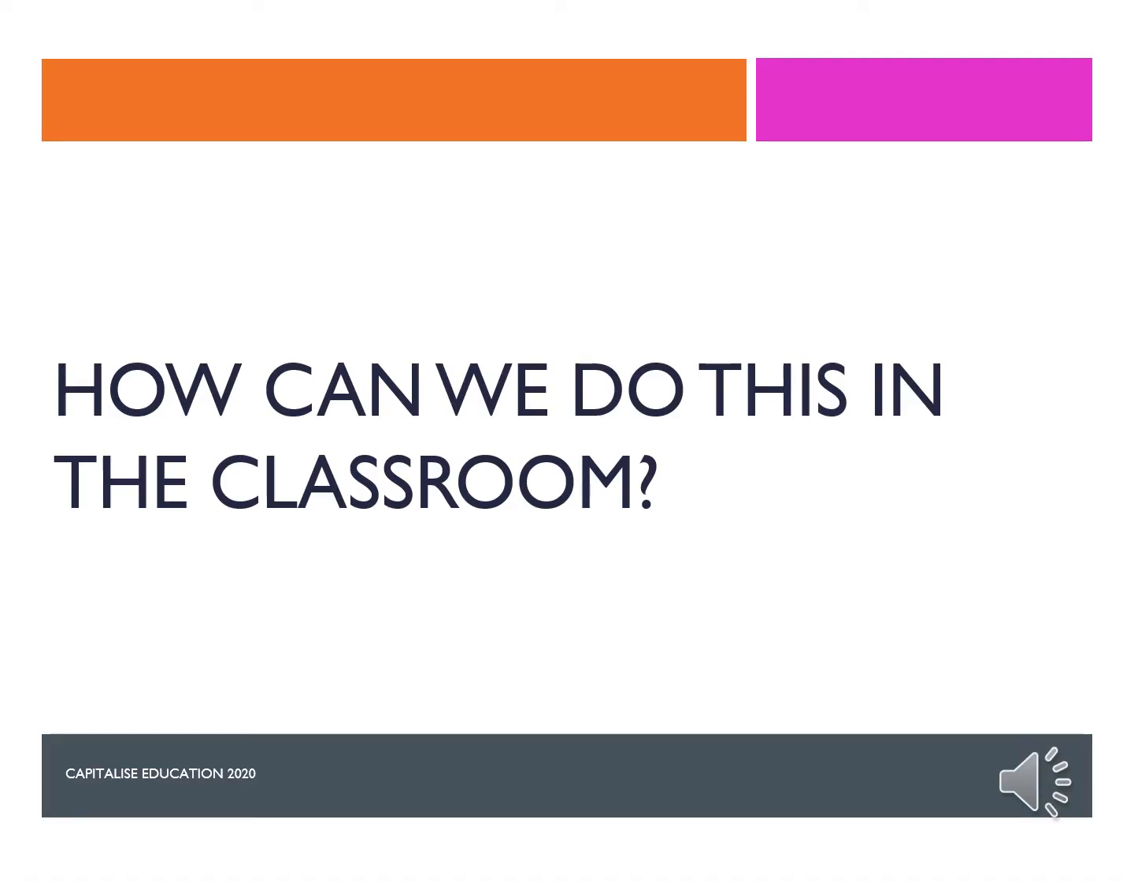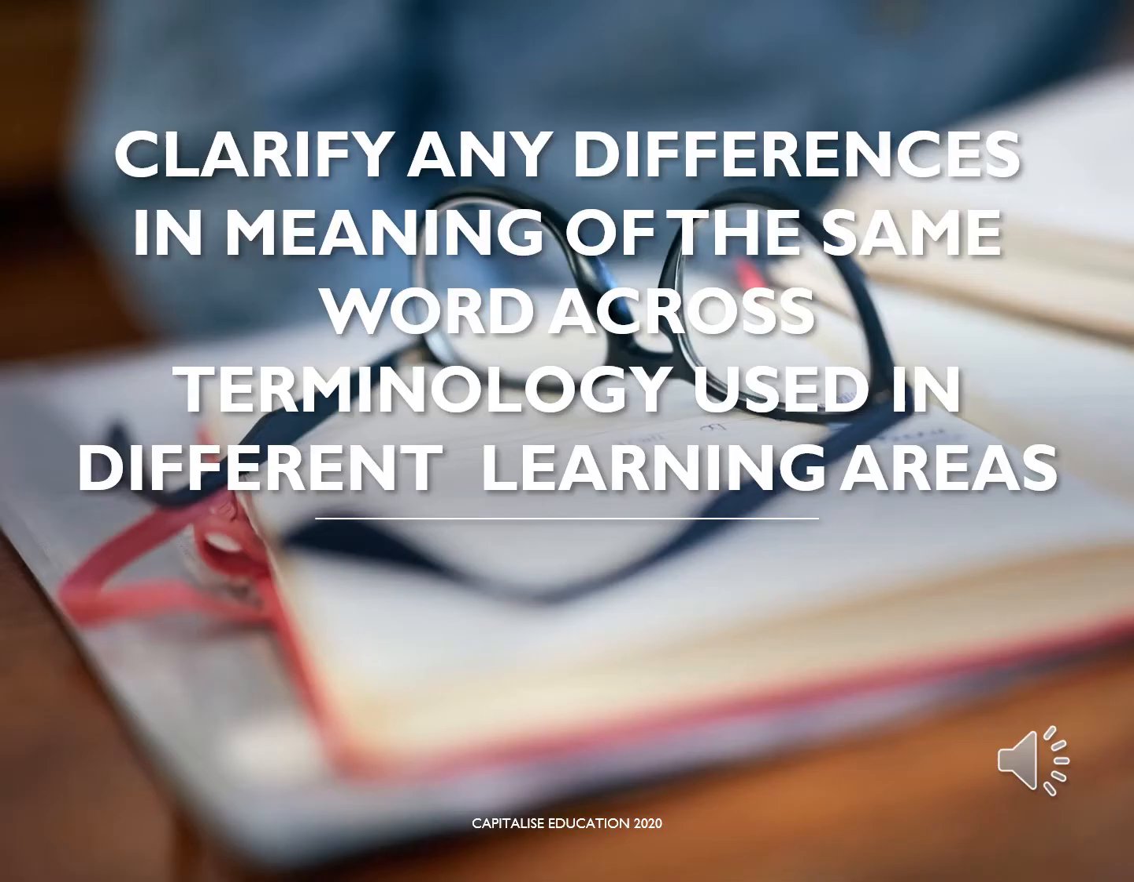Because the Universal Design for Learning framework is not a specific pedagogical approach, but a way of thinking about overcoming barriers in the planning, teaching, and assessment cycle, we now need to think about the specific pedagogical approach we're going to use in the classroom to help overcome the barriers experienced by our hypothetical student on the autism spectrum. Within the classroom, we can use a structured approach to clarify any differences in meaning of the same word across terminology used in different learning areas.